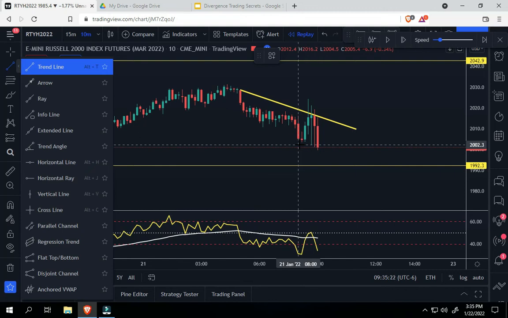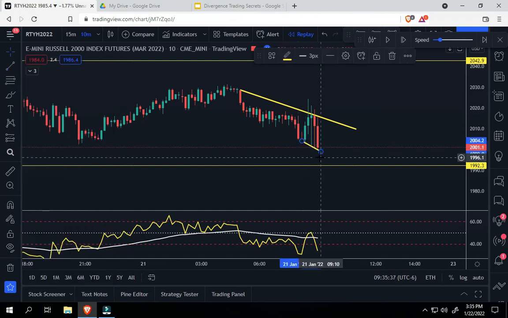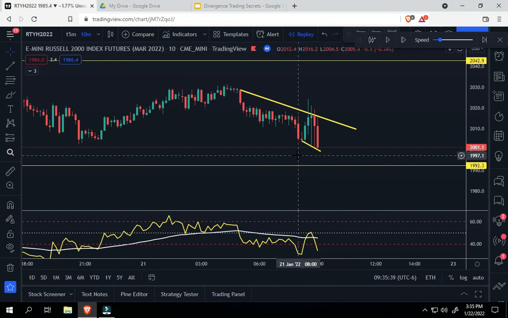So we look at where we had a previous low, and we look here for a new lower low, right? We mark that. Now, we look at our oscillator and get another little trend line here.